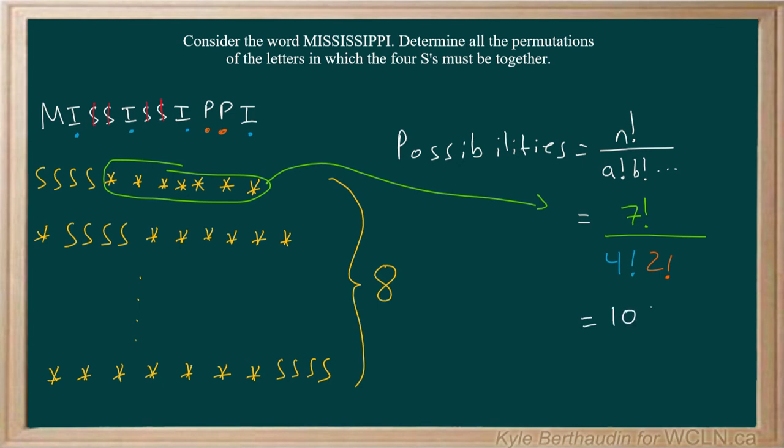If we go through and do this calculation, 7 factorial divided by 4 factorial divided by 2, we end up with 105 different possibilities. Though that's just looking at the possibilities for this case here, when in reality there are 8 different cases because the S's could be placed in 8 locations. So we need to take 8 and multiply it by the number of possibilities we found, 105, to find the true number of permutations. And that ends up being 840.